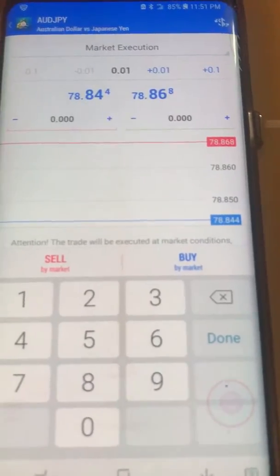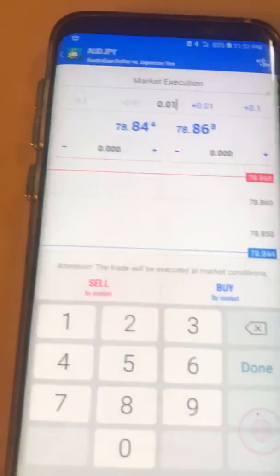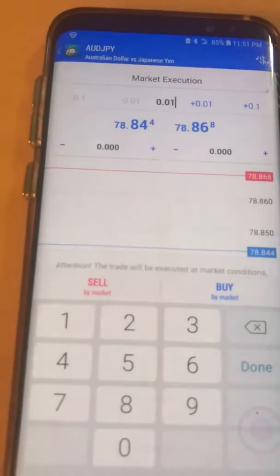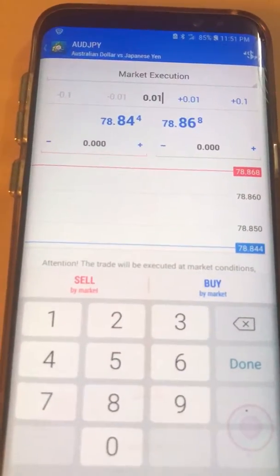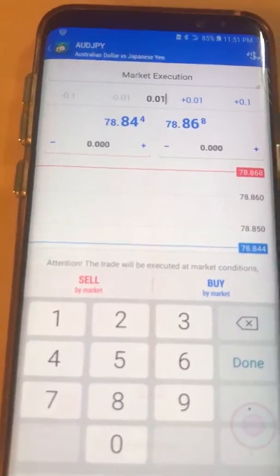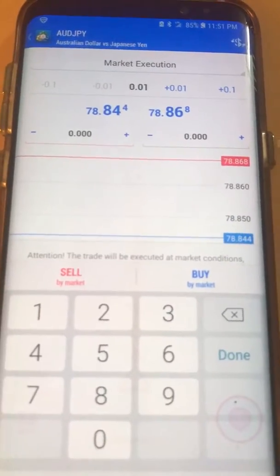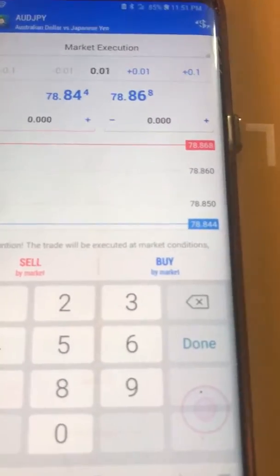0.01 is equivalent to 10 cents. I know it does not sound like much. You know, if and when the trade goes in our favor, your winnings will probably be at most $2-3. I know $2 or $3 may not sound exciting, but think about it this way.